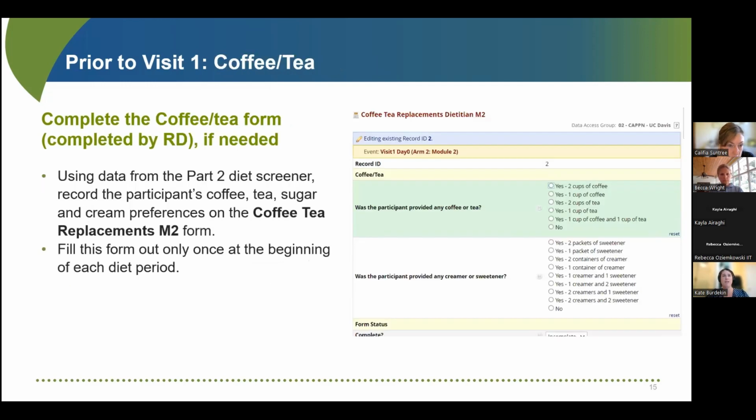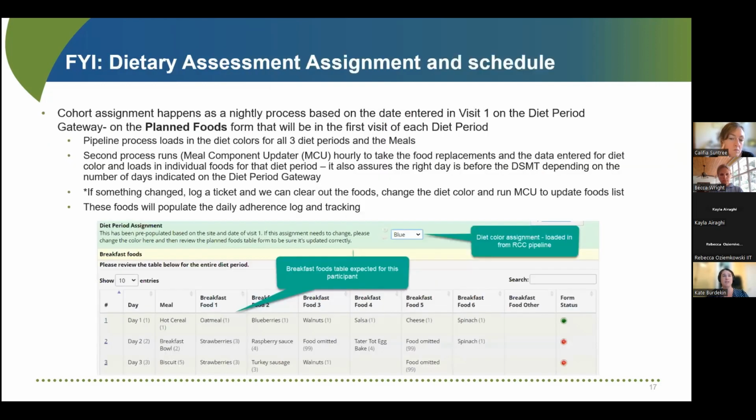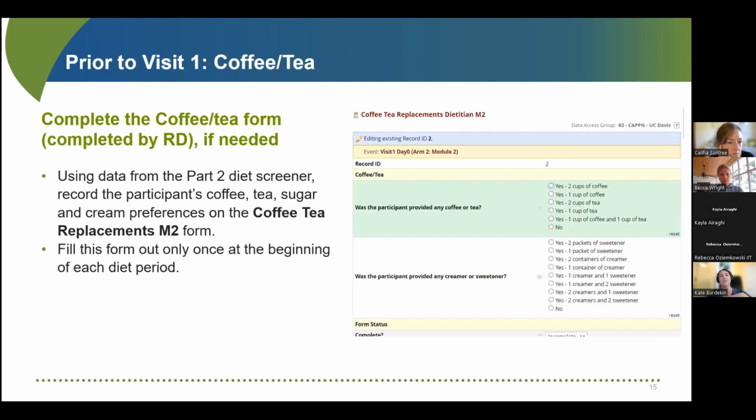Okay, and let me just look ahead really quick because we did some changes. Okay, we're getting to the planned foods table later. Great. So prior to visit 1, it's also important to complete the coffee and tea form if needed. Using the data from the part 2 screener can be very helpful here. And it'll be helpful to fill it out at the beginning of each diet period to say what coffee and tea is going to be relevant for them for that diet period.